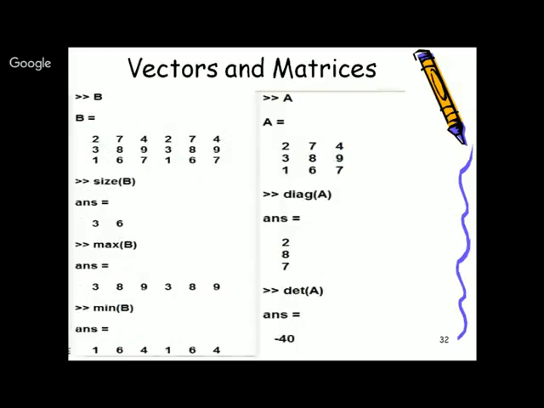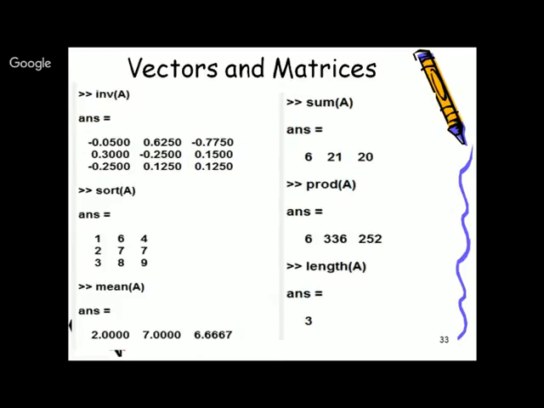See, let us see what A is: 2, 7, 4, 3, 8, 9, 1, 6, 7. It will sort each column, and it is in ascending order. Mean will give you the mean. What is it doing? Add all the values, divide by the number of values, and give you the mean. When it is a matrix, it gives you the mean of the columns. Sum of the matrix is the sum of the column values. Prod will give you the product of the column values. Length will give you the number of values in it.